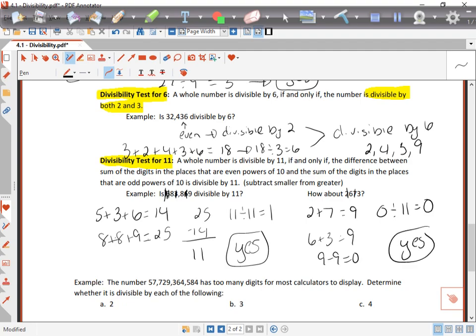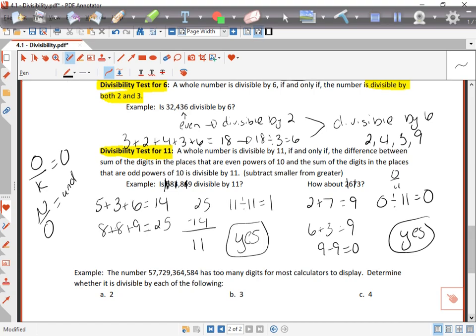Okay, this one I always have people that have trouble remembering. So I want you to remember, if 0 is on top, it's okay. This will be 0 over 11. We get 0. If the 0 is on the bottom, we get the word no, and that's not allowed. This is undefined.